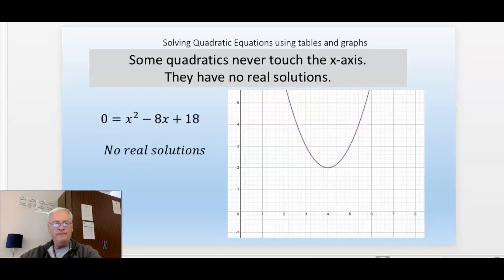It's a perfect square. Some quadratics, and we're not going to deal with them during freshman year, but you will look at these as a junior, have no real solutions. They don't cross the x-axis when we graph it. They have solutions, but they're a part of the complex number system. They have an imaginary part and a real part. They have no real solutions when the graph does not touch the x-axis.